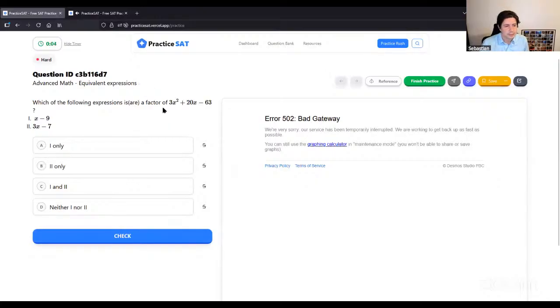Is a factor. Oh my gosh. Look, now we've lost the graphing calculator because Maxon broke it on us. Okay.